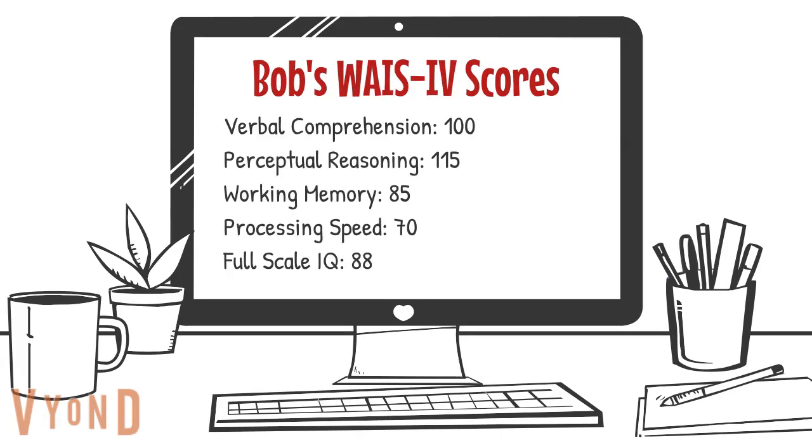On the WAIS-IV, 100 is considered average, and scores of 70 or lower are considered in the impaired range. So it looks like from Bob's profile here that Bob has lower scores in working memory and in the impaired range in processing speed, although Bob's scores look pretty average and higher average in perceptual reasoning and average in verbal comprehension. So Bob's profile would be consistent with a profile for somebody with high functioning ADHD, given that individuals with ADHD often struggle on processing speed tasks.